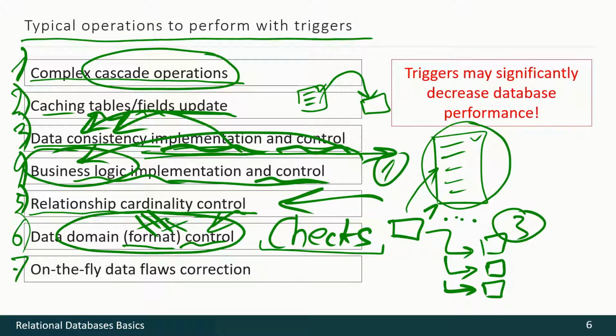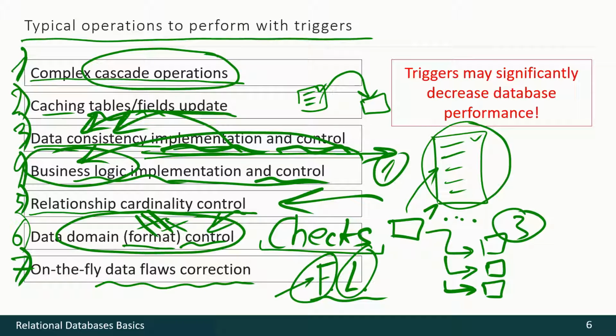But sometimes it's better not to abort the operation, but to correct something. Imagine that we have a table with first and last names of some users, and we know that the first and the last name must start with an uppercase letter and all other letters must be in lowercase.